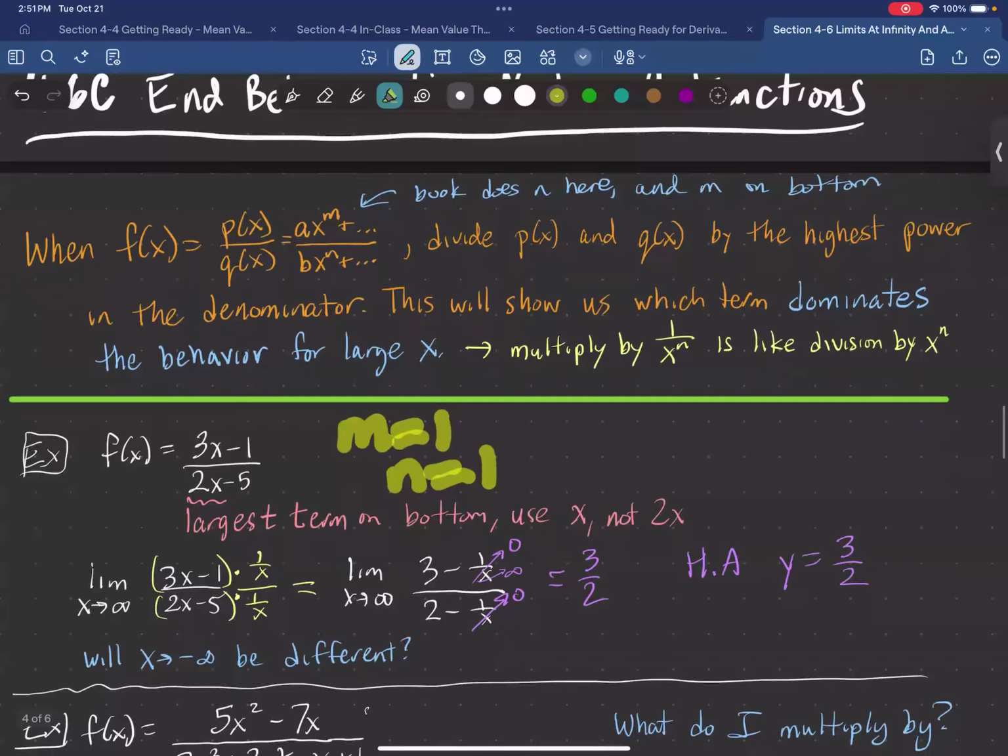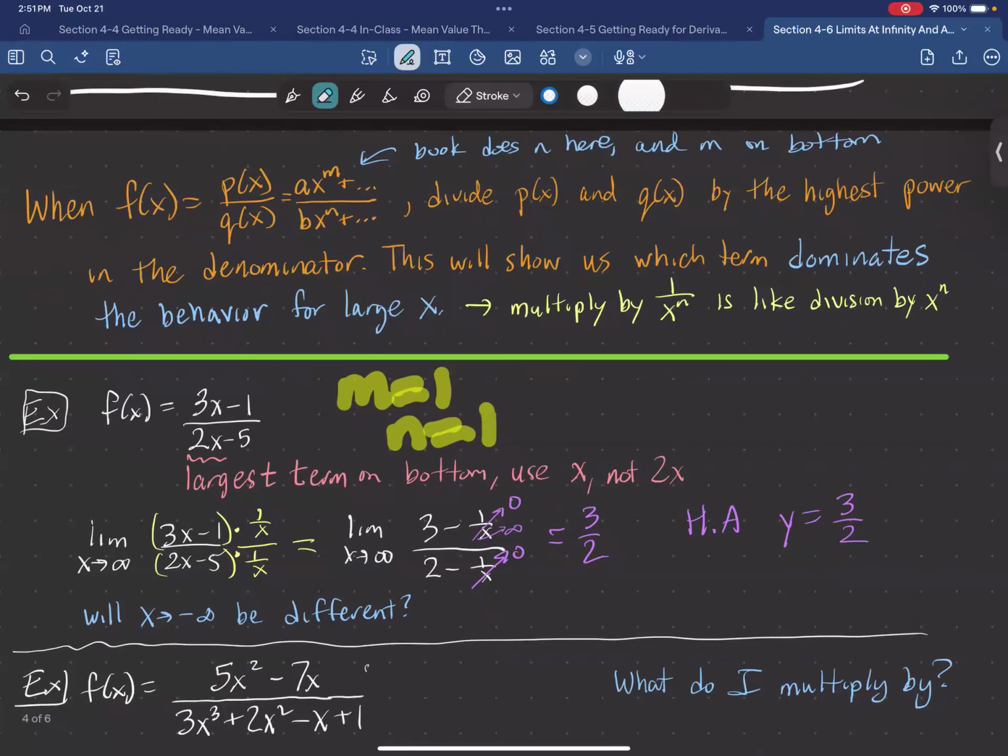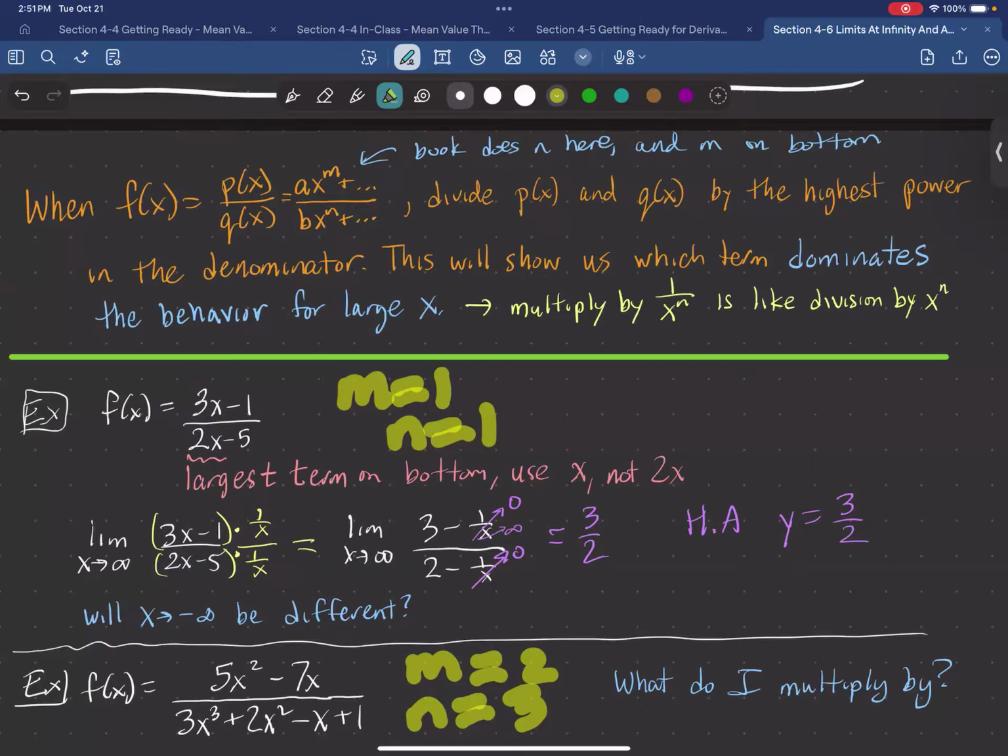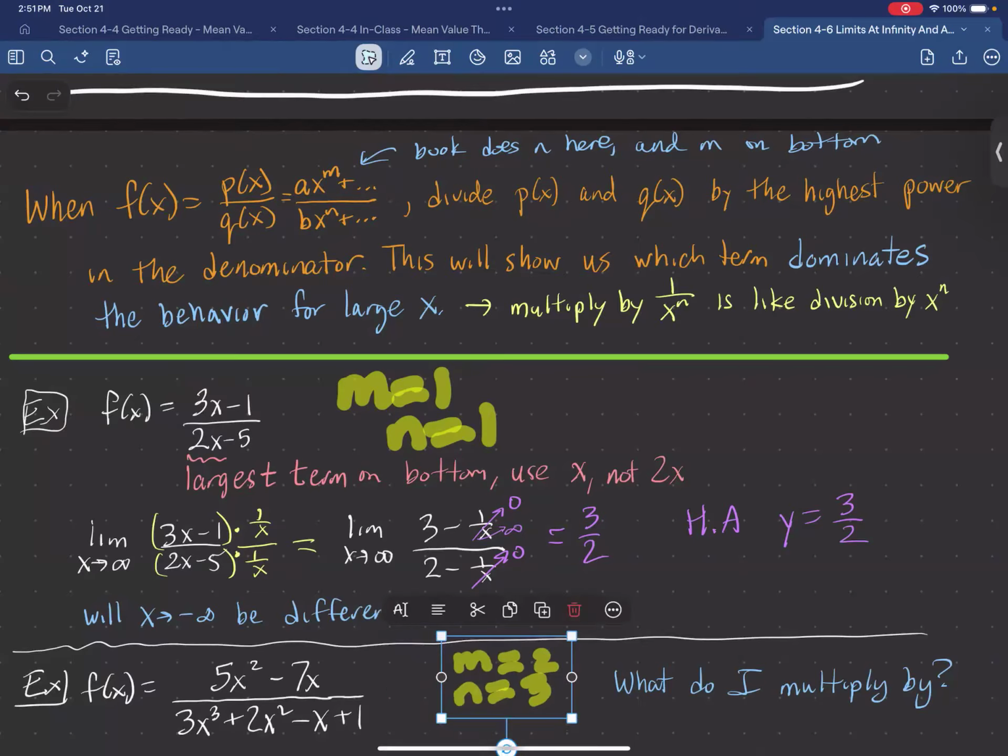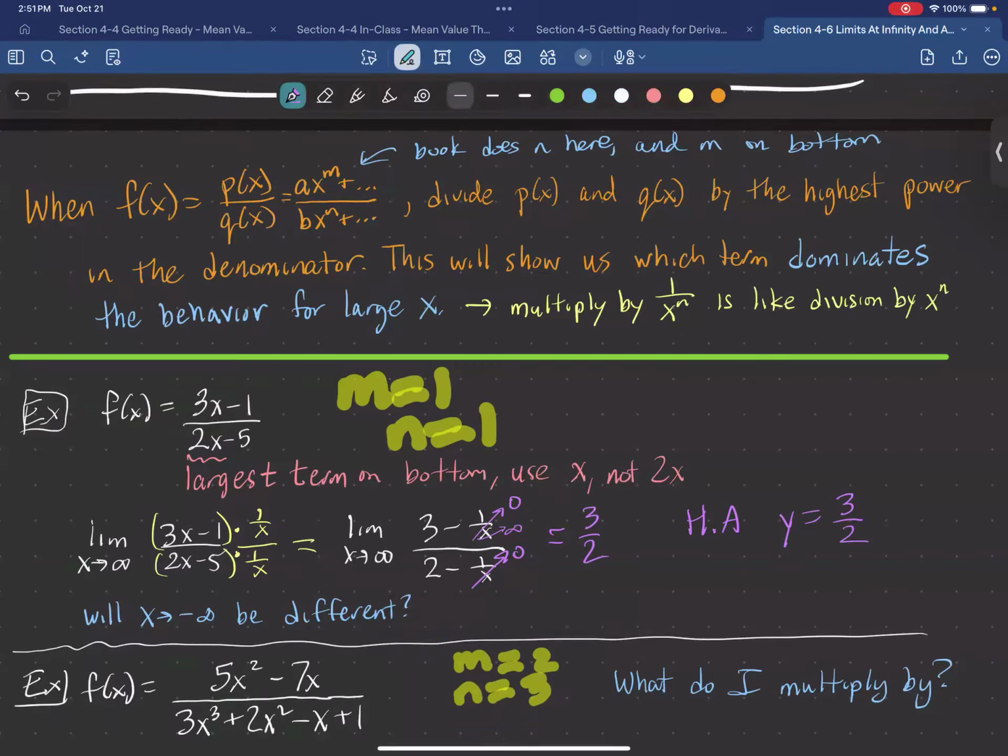All right, let's take a look at the next setup. We've got 5x squared minus 7x on top, 3x cubed plus 2x squared minus x plus 1 on bottom. So my m is 2, my n is 3. What should I multiply by? Take a look at it and see what you come up with. If you said x cubed, you were right.